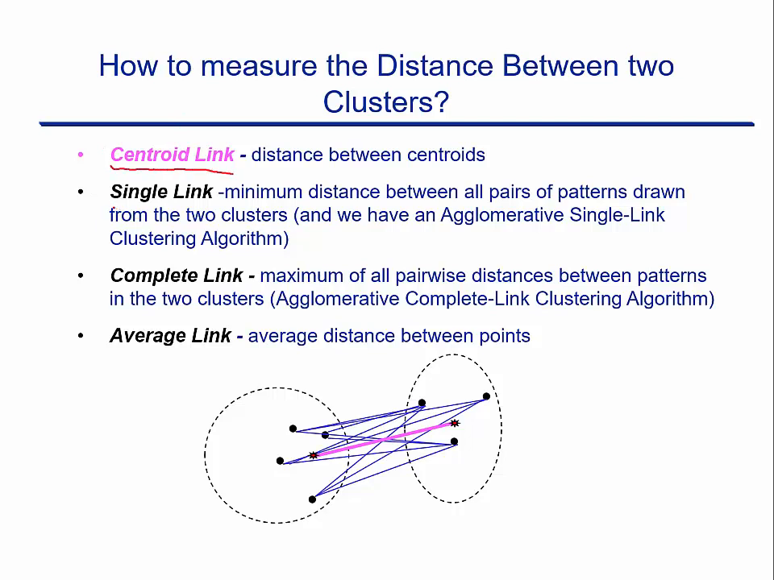We also mentioned that we can calculate the minimum distance between all pairs of data points drawn from the two clusters. This is called single link. Another alternative is complete link, which is the maximum instead of the minimum distance of all pairs of points between the two clusters. And the last alternative is average link, which is the average distance between the points drawn from the two clusters.